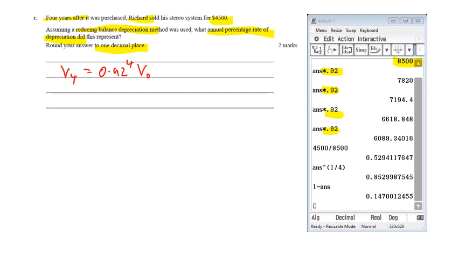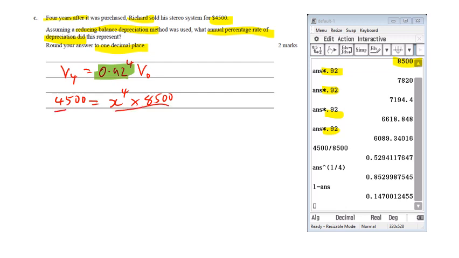This time they're telling us what V4 is, and we know what V0 is, so we've got to work out what the mystery number is. It's very similar to what we were doing before, if you remember from the previous question. So we now know that V4 is 4,500, and that equals some mystery number to the power 4 times V0, which is 8,500. All you've got to do then is some algebra, because it's easy to do on your calculator. So I'll just show what the algebra is.